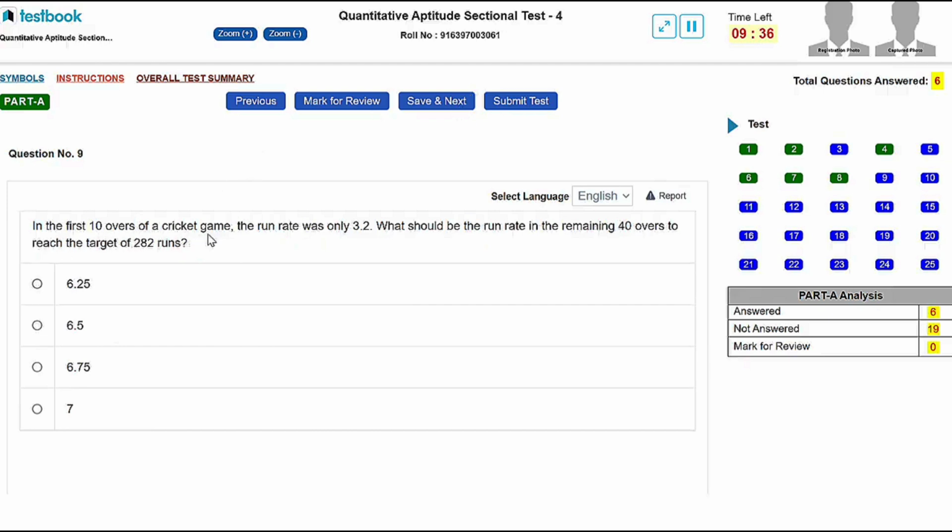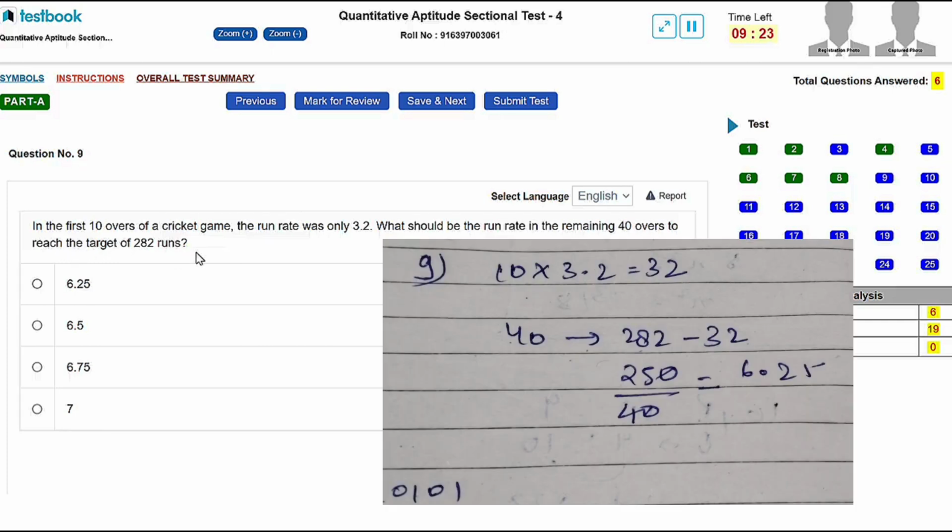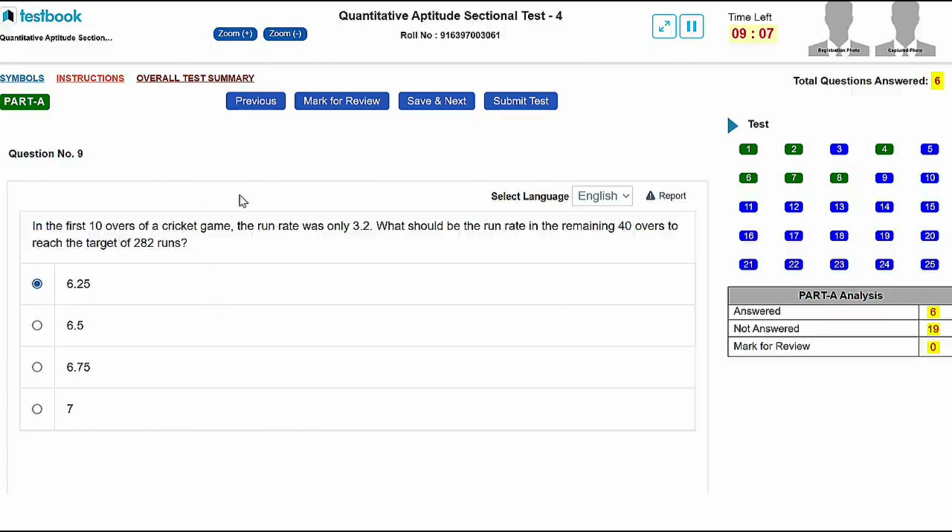In the first 10 overs of the cricket game, the run rate was only 3.2. What should be the run rate in the remaining 40 overs to reach the target of 282 runs? Answer is 6.25.